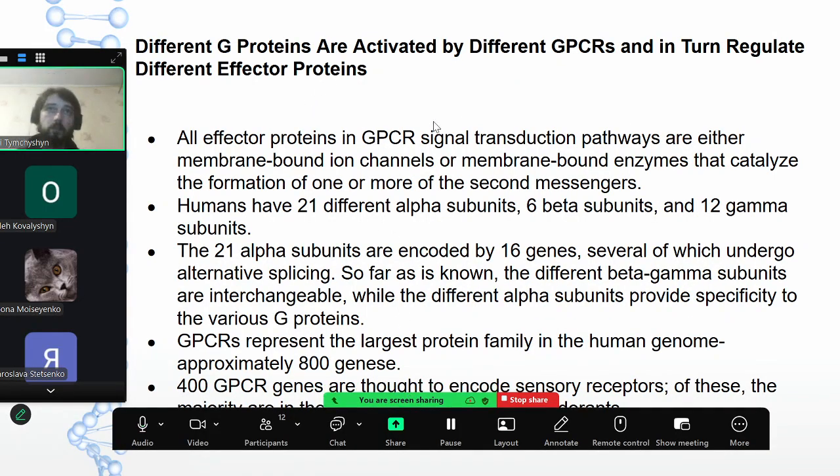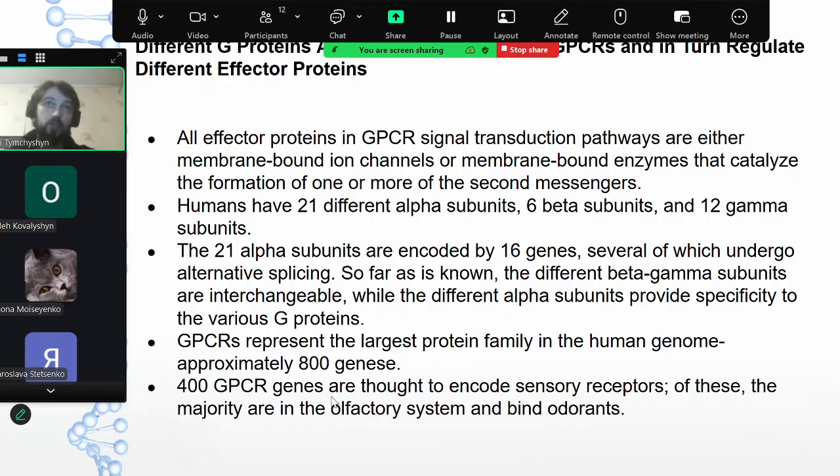Good. So different G proteins are activated by different GPCRs, and in turn they regulate different effector proteins. All effector proteins in GPCR signal transduction pathways are either membrane-bound ion channels or membrane-bound enzymes that catalyze the formation of one or more of the second messengers. Once again, I think we now understand a little bit why membrane-bound. We bind G protein to the membrane and we bind receptors to the membrane, so they are diffusing in 2D, and we have much higher probability that they will eventually meet and interact.